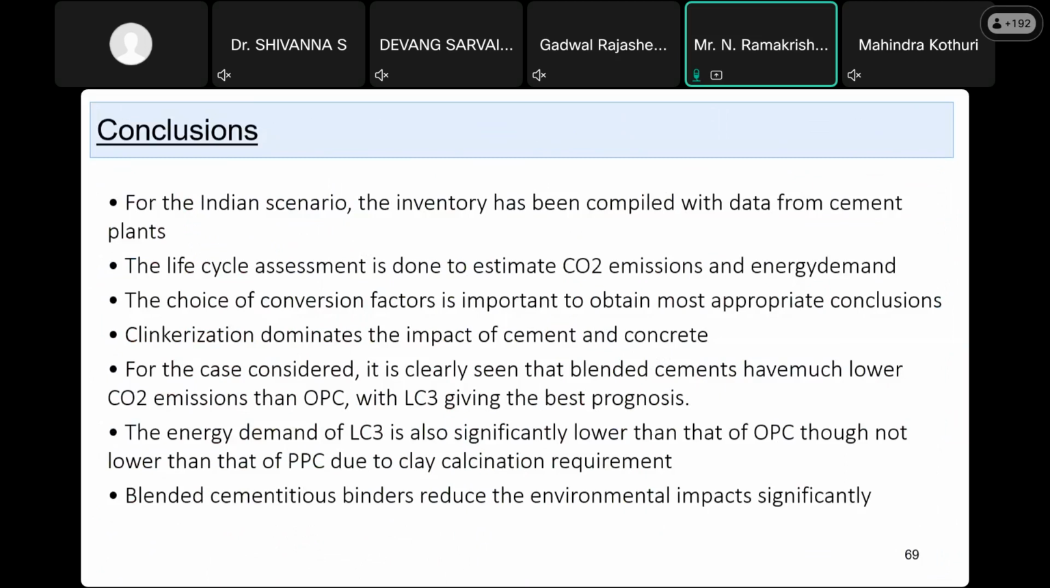So sustainable development is the need of the hour, and I really congratulate the KL University authorities, Department of Civil Engineering, for taking up this particular theme as the FDP. So any queries? I'll stop the presentation here. Any queries? Need to answer.